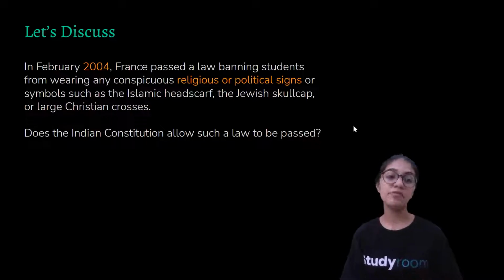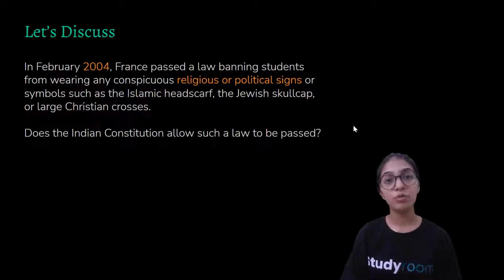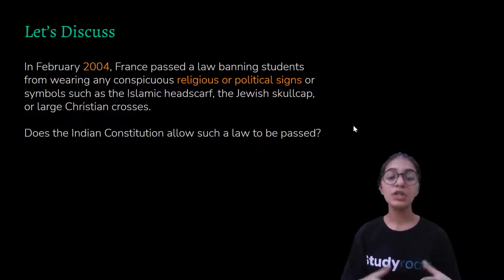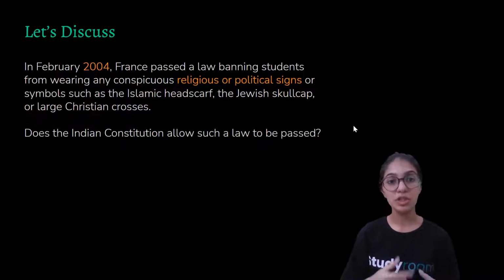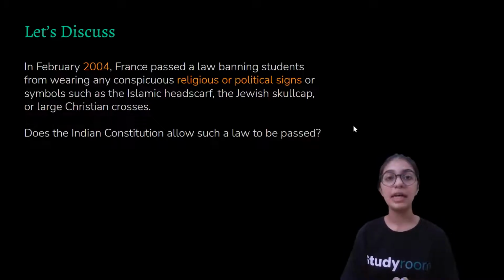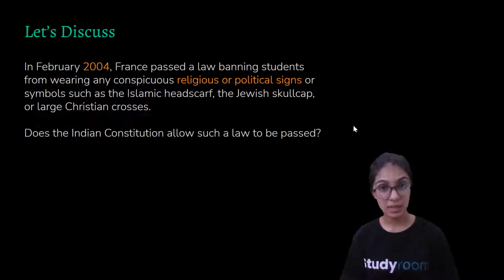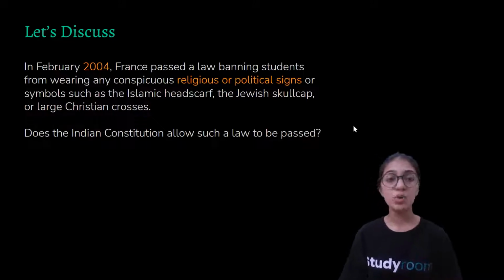But what happened in France was that in 2004, France passed a law that students won't be allowed to wear the headscarf, or the Jewish students wouldn't be allowed to wear the skull cap, or the Christians won't be allowed to wear the Christian crosses that they were wearing at that time. So they weren't allowed to do that. Basically, they were not being allowed to follow their religious practices.